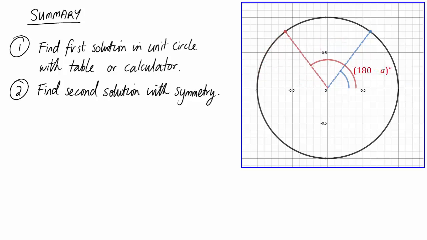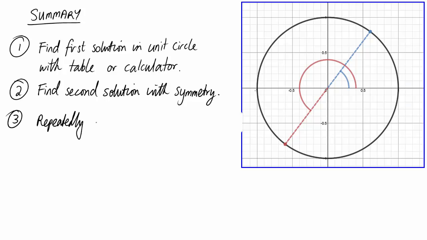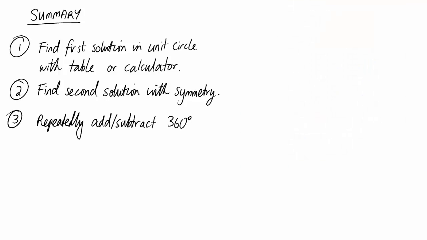If you want to keep the same cos value, which is the x coordinate, reflect in the x-axis, which is the angle negative a degrees or 360 minus a degrees. If you want to keep the same tan value, which is the gradient, you can rotate around half the circle, which is 180 plus a degrees. Once you've found the 2 points in the circle that solve the equation, you can keep going around by adding and subtracting multiples of 360 degrees.